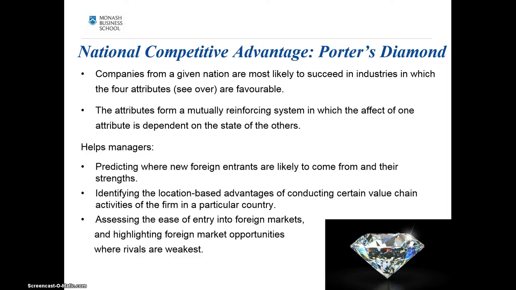Now, Porter, a guy that we've looked at and met before in this unit, when creating this model, said that companies from a given nation are most likely to succeed in industries in which four attributes, which we'll cover in a minute, are deemed as favourable. And he also said that these attributes then form a mutually reinforcing system in which the effect of one attribute is dependent on and will influence the state of the other. So overall, Porter said that when we find these four attributes as being favourable, that's when we find a particular country having a certain advantage within a given global industry. And we'll explain how that is the case over the next few slides.